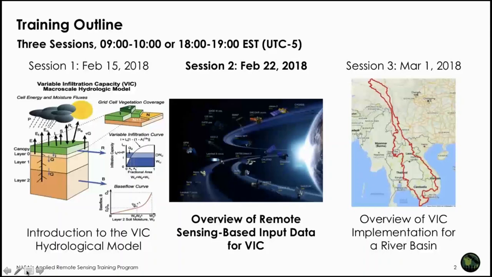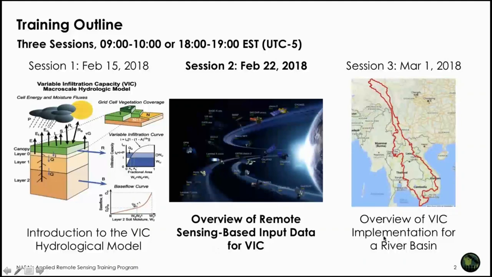Last week, we had an overview of the model itself, especially model features and the processes that go behind the model. Today, we are going to talk about an overview of remote sensing based input data for VIC. Kale Markert explained in detail what requirements there are for different processes. And this week, we're going to see how to get some of those data from remote sensing, so that if you want to set up VIC for your own river basin, how would you get the data? Where would you get the data? And how would you prepare them for VIC modeling?